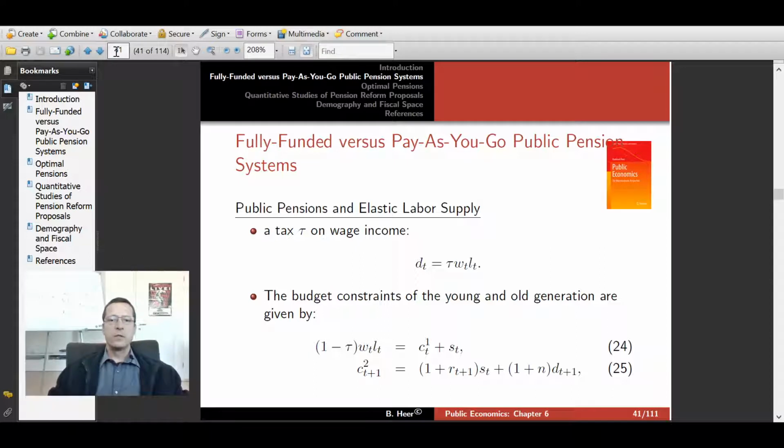So far we have assumed that the contributions d_t, the contributions d in period t, are lump sum. Now we assume that they are a tax on wage income, tau w_t l_t. Our wage income is w_t l_t, where w is the wage rate and l is our labor supply.